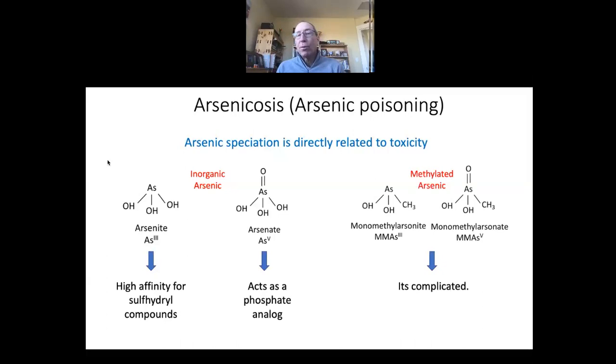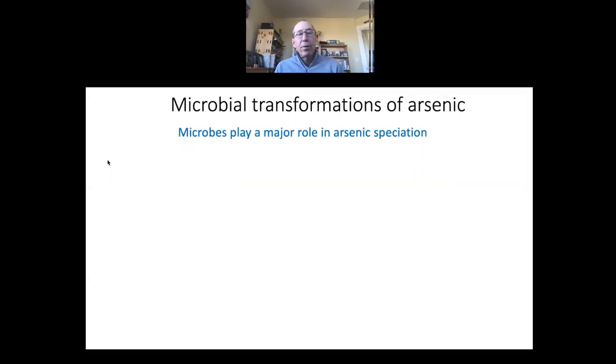Now, there are also methylated species of arsenic, and these are actually formed by cells. These can be microbes, or they can be eukaryotic cells as well. And these methylated species of arsenic are toxic, but it's a much more complicated interaction.